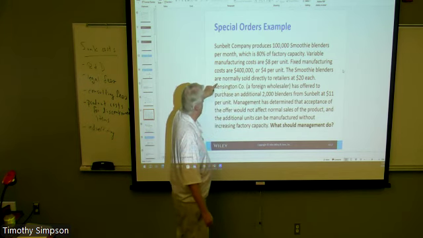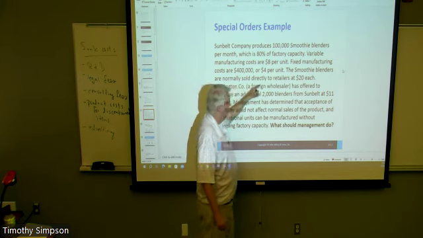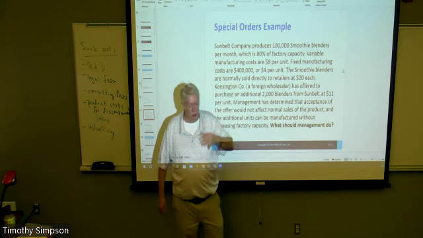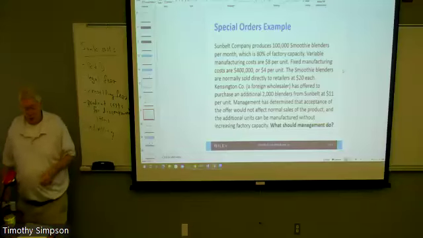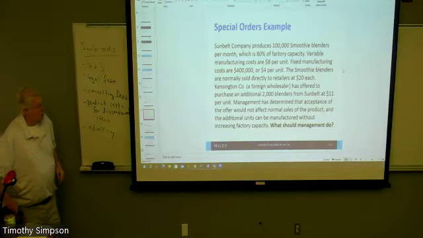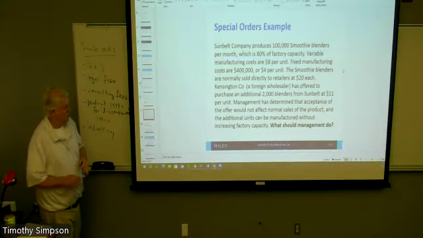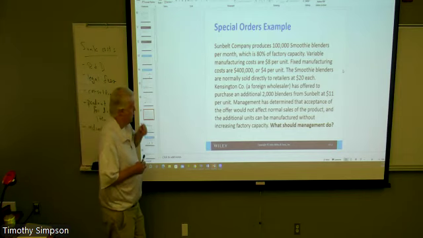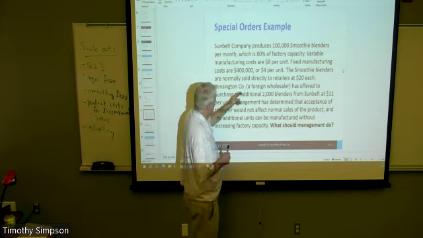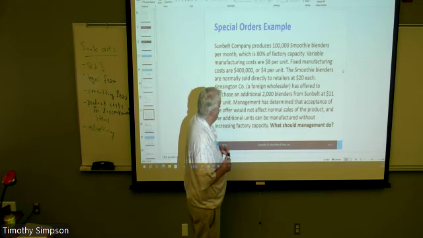The smoothie blenders are normally sold directly to retailers. Remember, a lot of manufacturers don't sell to ordinary buyers like you and me. They sell to retailers or maybe to wholesalers. Some of that's changing with the internet, where you can buy directly from a manufacturer, but for the most part, the traditional model was selling to retailers at a price of $20 each.